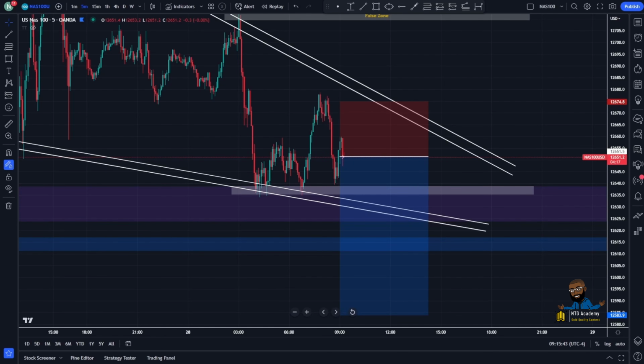Everything is smooth. We know that we have open session in 15 minutes and we have news at 10, so we are anticipating the break to the downside. I always tell my VIP members that with pre-breakout, high risk means high reward. So this is a risky trade because we're not confirming the break, we're anticipating it.